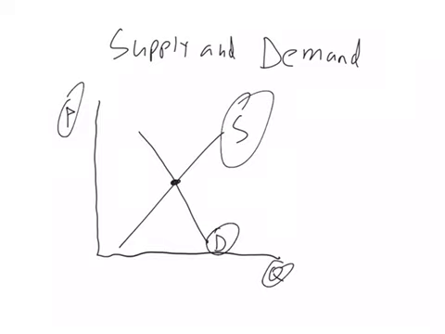If you draw an imaginary line to the price, so to the y-axis, that is called the price at equilibrium. If you draw down, you get the quantity at equilibrium. So at this point, we are saying that quantity supplied is equal to the quantity demanded.